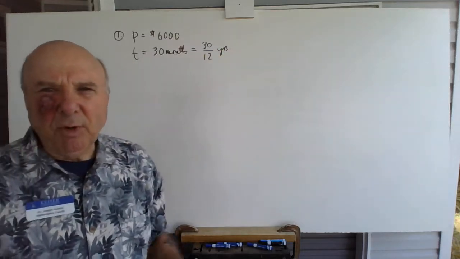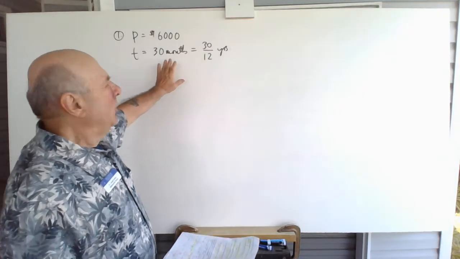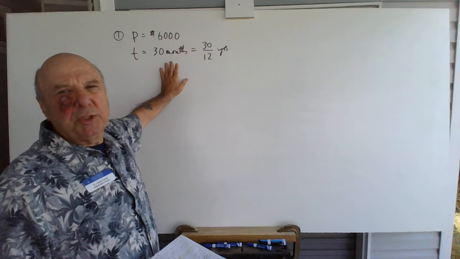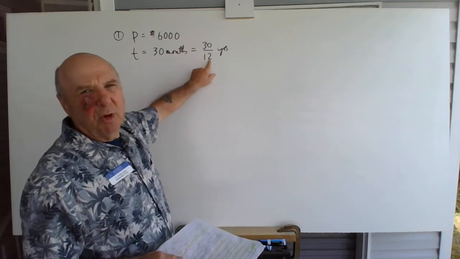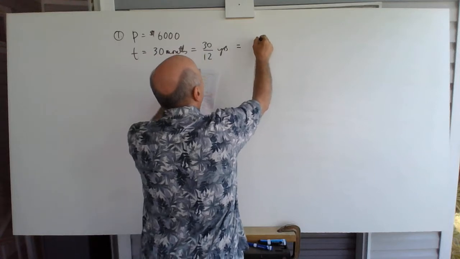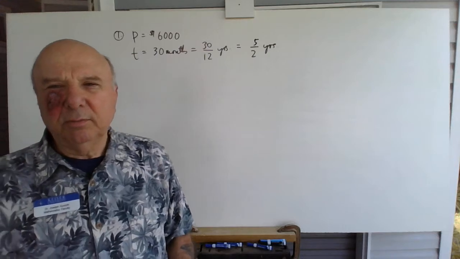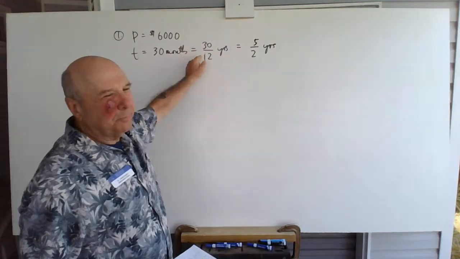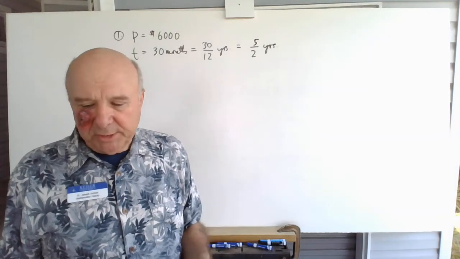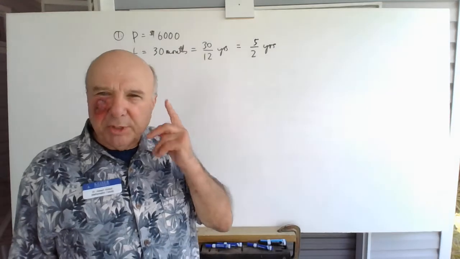Notice I wrote T as 30 months. I didn't write T equals 30 because it would be assumed to be 30 years. I wanted to change it to years, so it's 30 over 12 years, and the common factor is 6. So it's 2.5 years. So 30 months, 2.5 years. When you see it and you hear it, it makes sense. The interest rate is 5.75%.